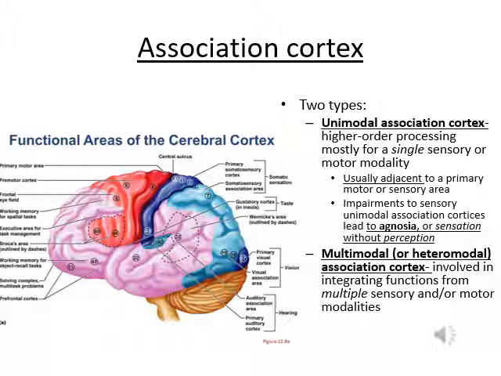Multimodal or heteromodal association cortex is involved in integrating function. For example, the posterior association cortex can involve vision, auditory, or sensory information, and put it together and analyze and process all this information.